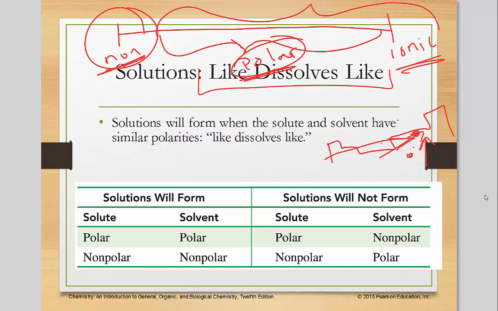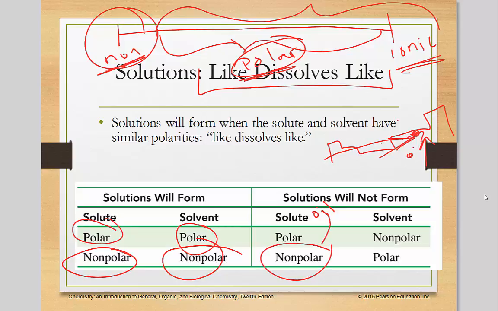For instance, if you have a polar solute and a polar solvent, those will dissolve in each other. If you have two nonpolar things, those will dissolve in each other. However, let's say, for instance, the solute is an oil, for let's say olive oil or Italian dressing. That's nonpolar. And if we try to dissolve that in vinegar or water, it's not going to mix. You're going to see different levels. You're going to see a line.